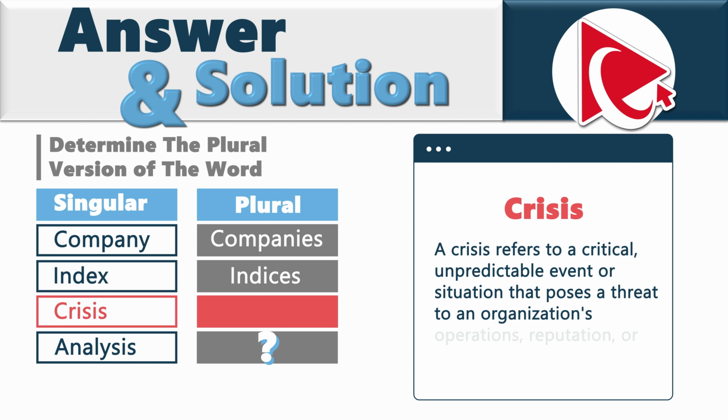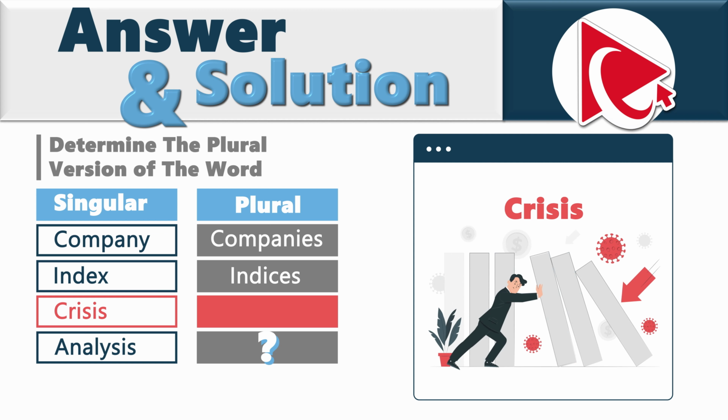A crisis refers to a critical, unpredictable event or situation that poses a threat to an organization's operations, reputation, or overall well-being. The plural version for crisis is spelled as CRISES and is pronounced as crises.